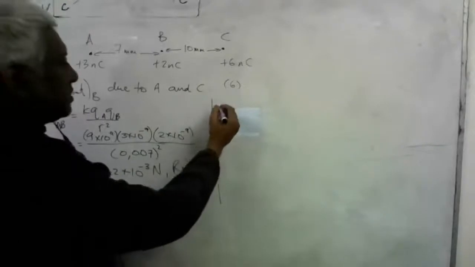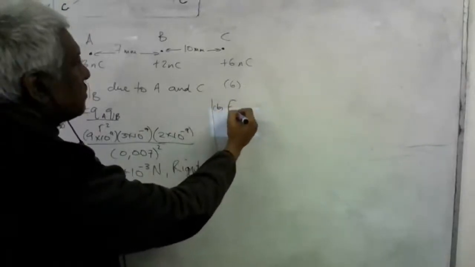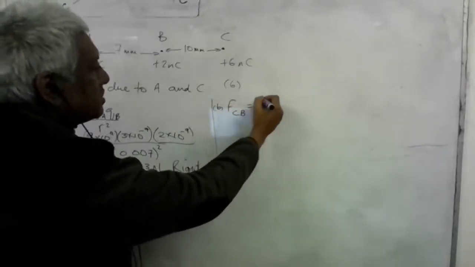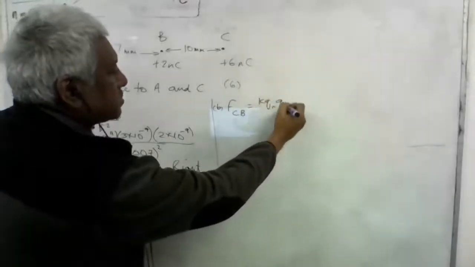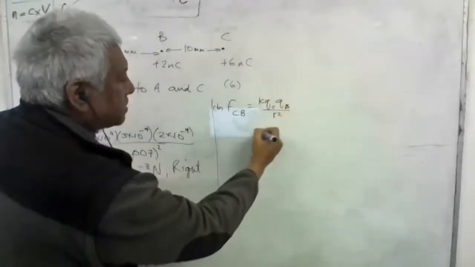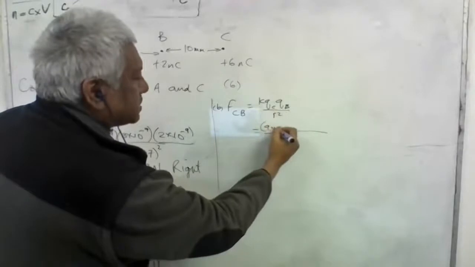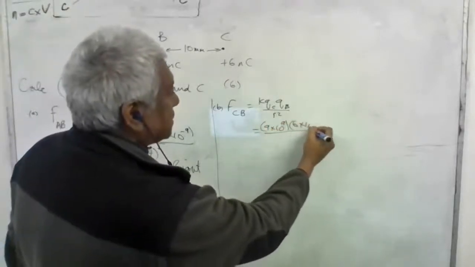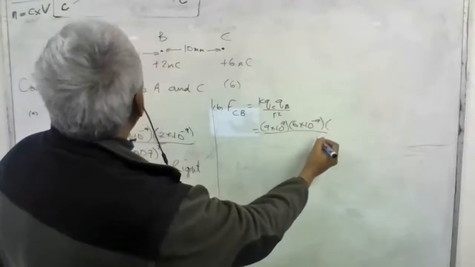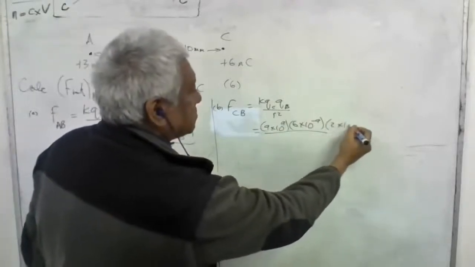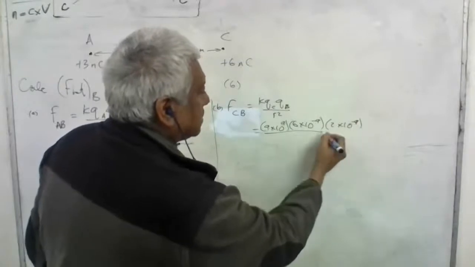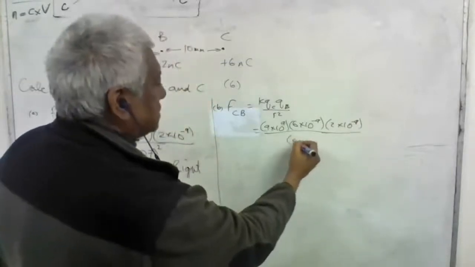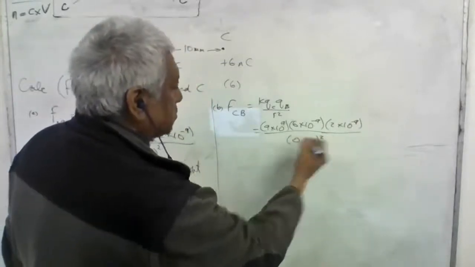Next, I now want the force of C on B. So that's KQC, QB over R squared, which is 9 times 10 to the 9. QC is 6 times 10 to the minus 9. QB is 2 times 10 to the minus 9, divided by 0,01 squared.